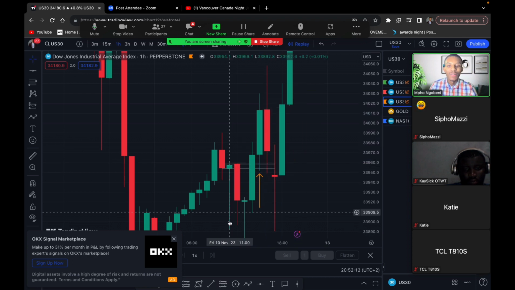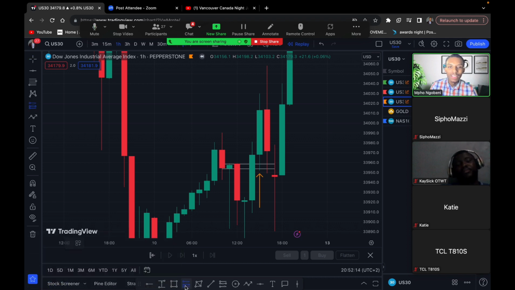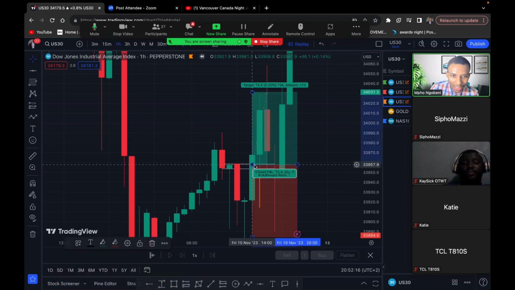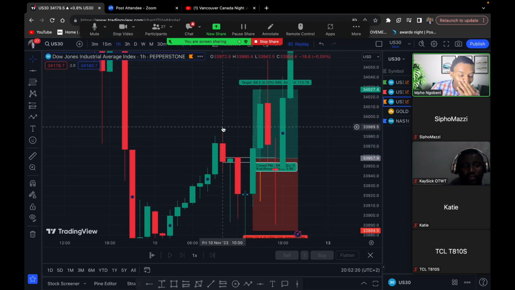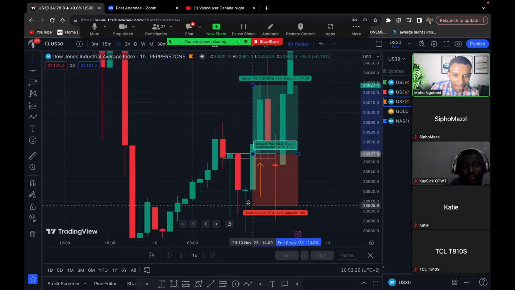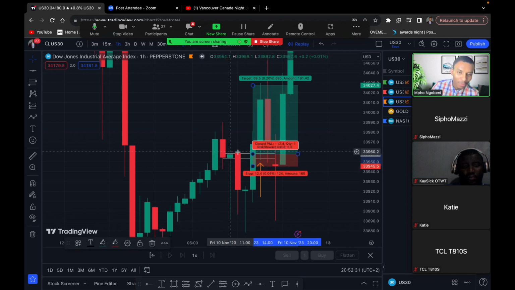You want it just to come right there. That's where you want it. And you either aim for the next zone or a key level. Here we had the 34,000 key level. And where is your SL? Right below it. You want to put your SL just below the zone.